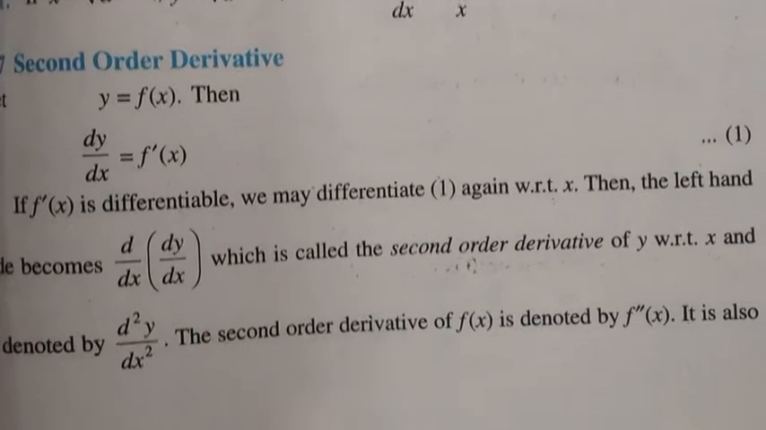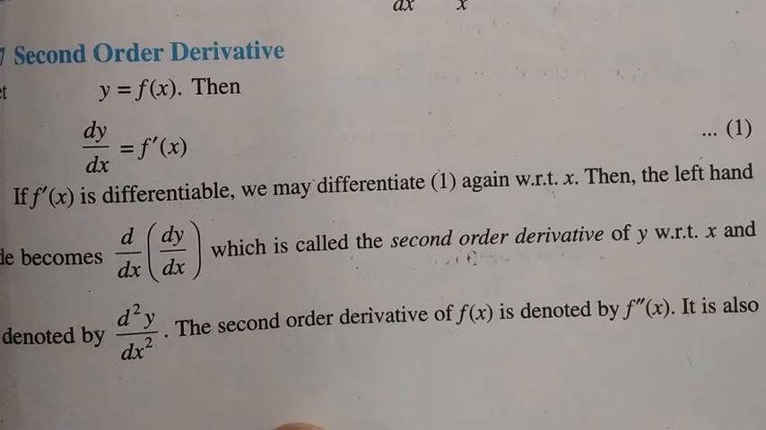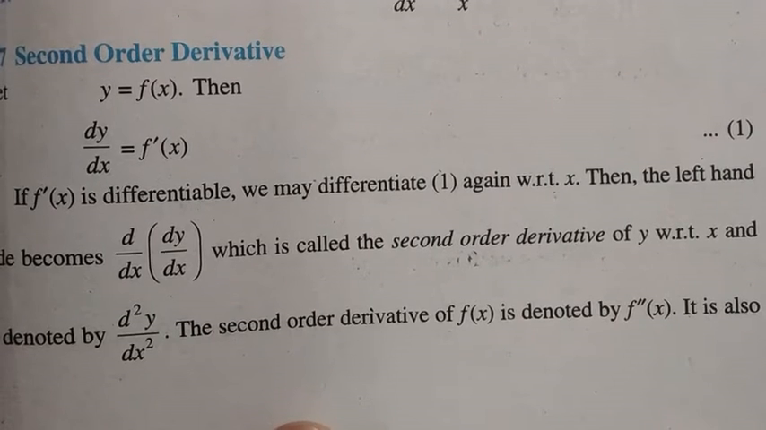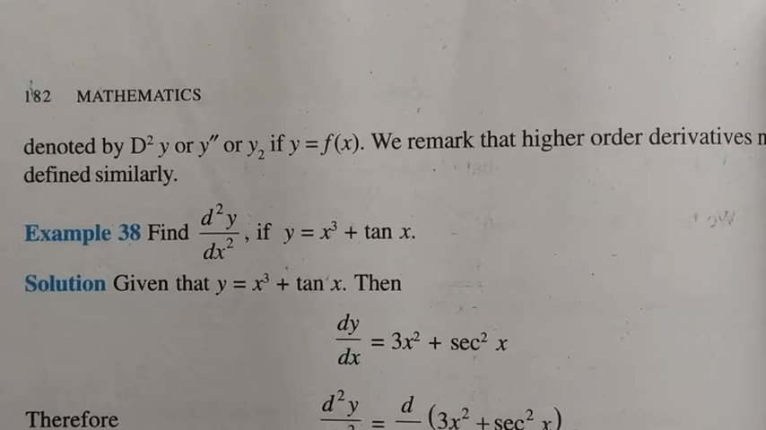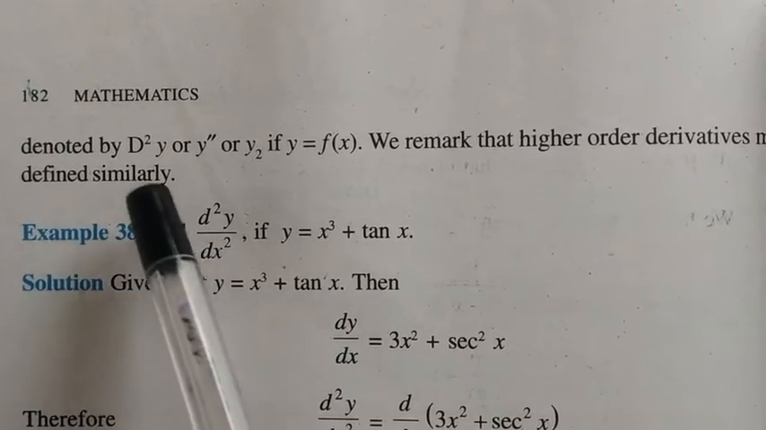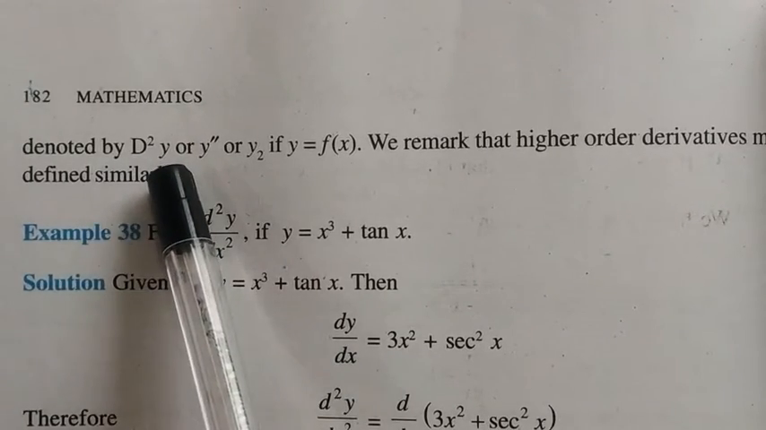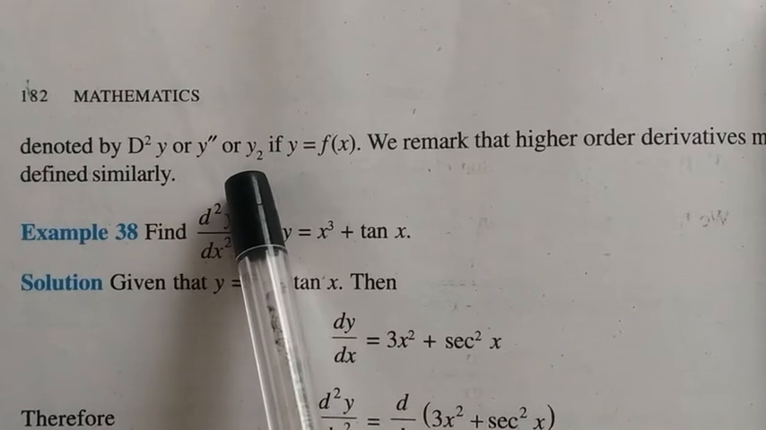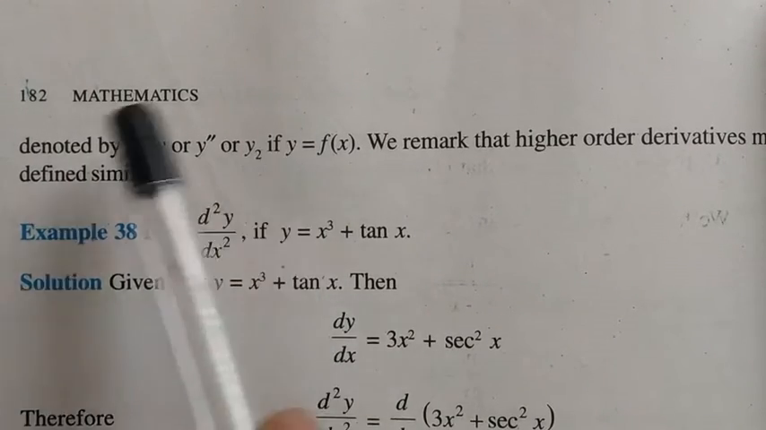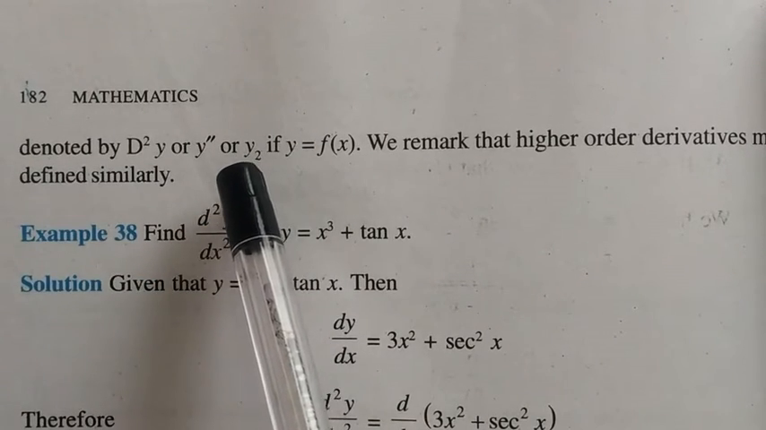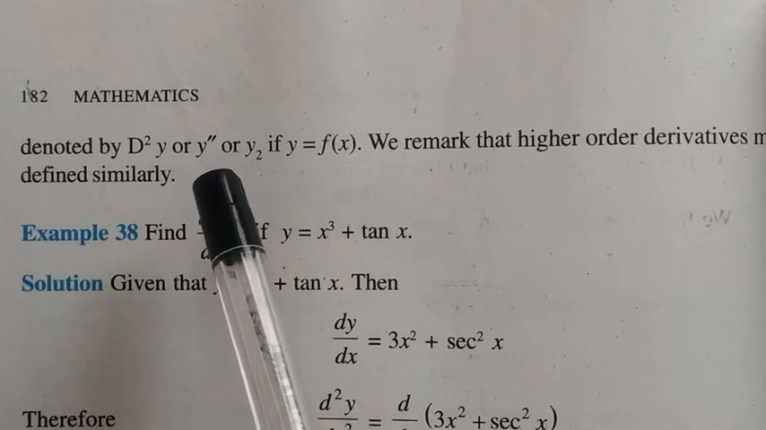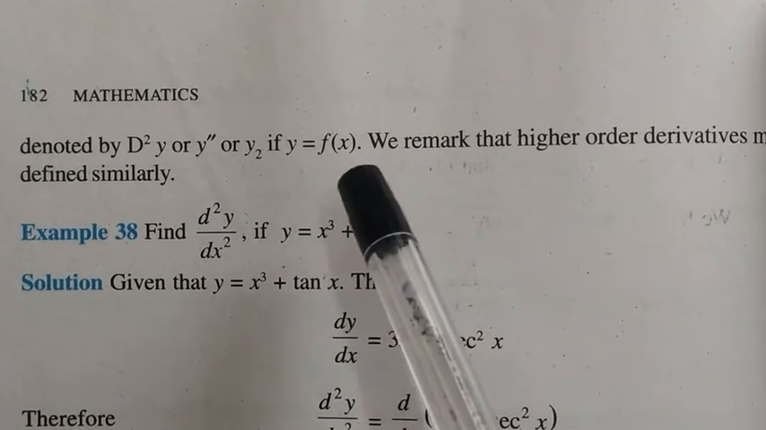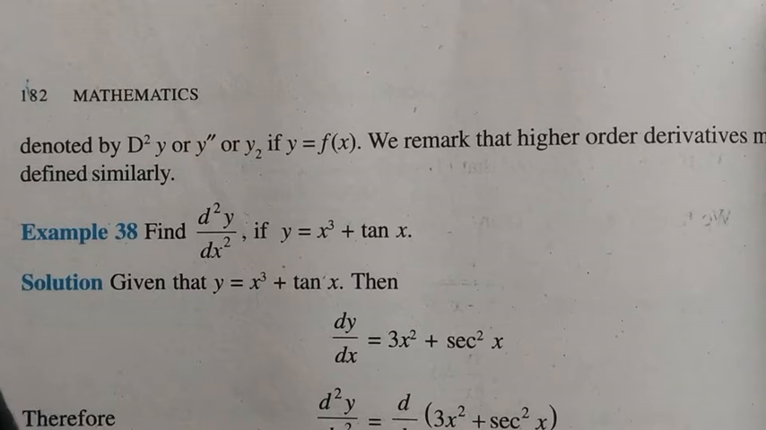It is denoted by d2y by dx square or f double dash of x. Some authors write d square y, or y double dash, or y2. There are many notations of double derivative, and we can use any one of them. Now, as double derivative, we will take some examples so that you can understand easily.